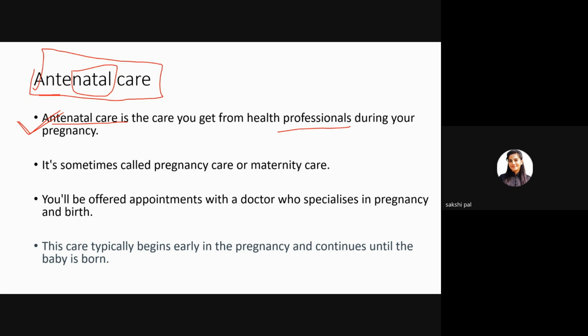Okay, because as I told you, as we give them yogic counseling, healthcare professionals give them pregnancy counseling. We can understand it like that. It is sometimes called pregnancy care or maternity care, which the health professionals give to females at the time of pregnancy. You will be offered appointments with doctors who specialize in pregnancy and the birth of the child. This care typically begins early in the pregnancy and continues until the baby is born. As the name itself tells, the complete pregnancy leads to this.